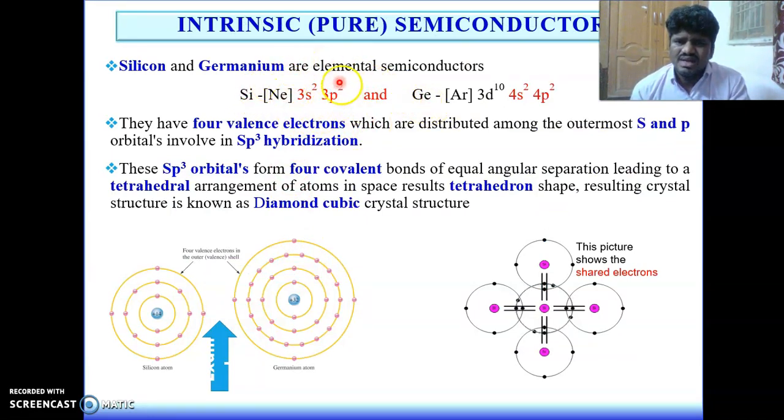If you see here, the valence electrons are in s and p orbitals only, and these 4 electrons form 4 covalent bonds with the neighboring atoms. Here you can see the crystal structure of silicon. One silicon atom shares its 4 electrons with 4 other silicon atoms by forming 4 covalent bonds. That's why it forms sp3 hybridization. Due to this, it has the diamond cubic structure.